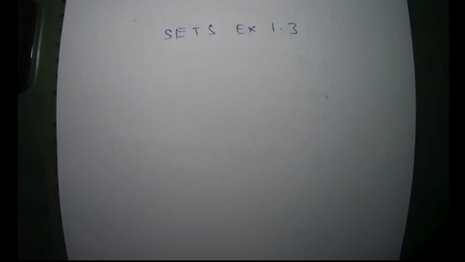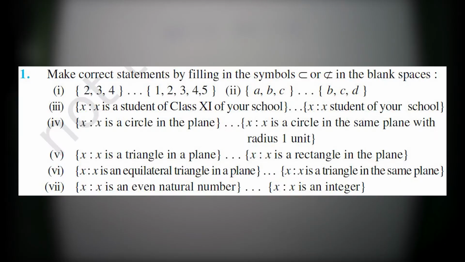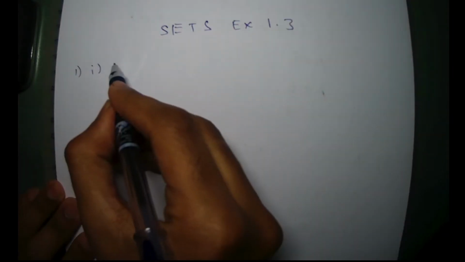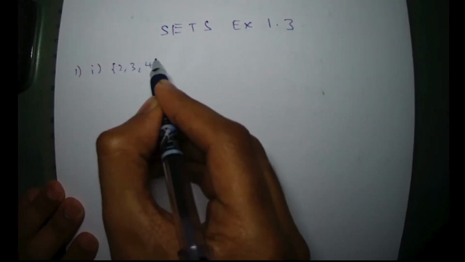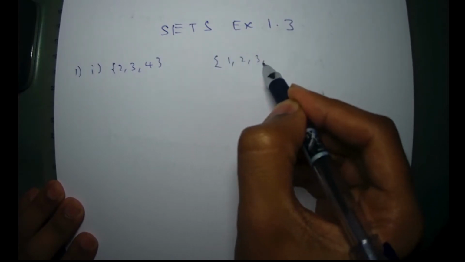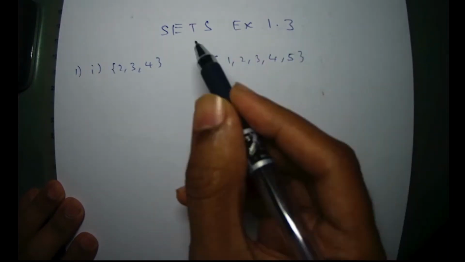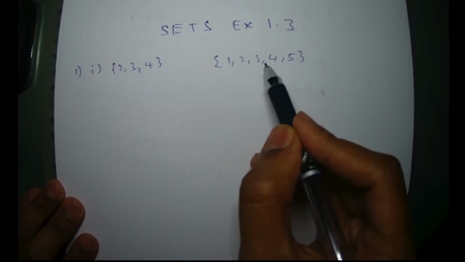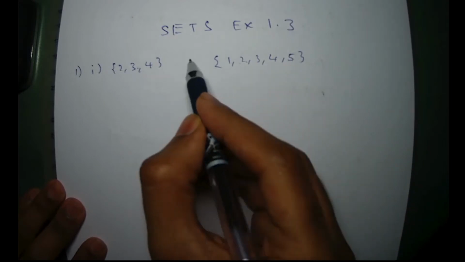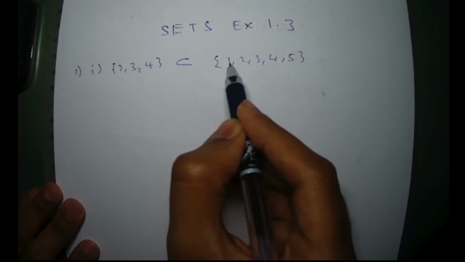So in this video we'll be solving the questions from exercise 1.3 of chapter Sets. The first question is, we have to make correct statements by filling in the symbol subset or not subset in the blank. So question 1: the set with 2, 3 and 4, and we have another set 1, 2, 3, 4 and 5. Here 2, 3 and 4 are present in the second set too. So we can say that this is a subset of set B.